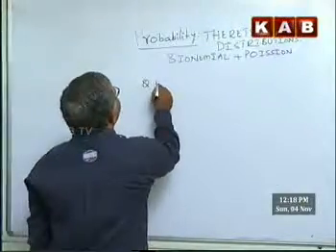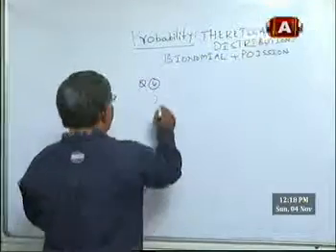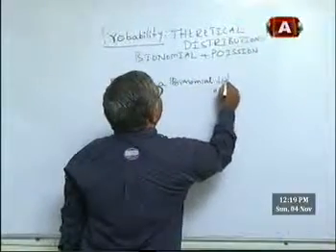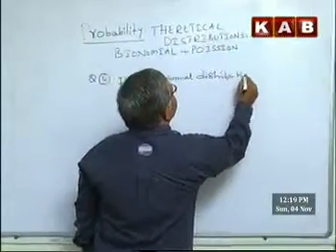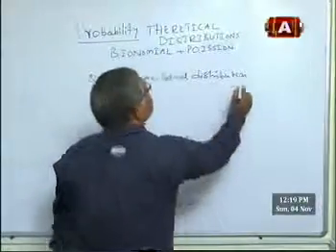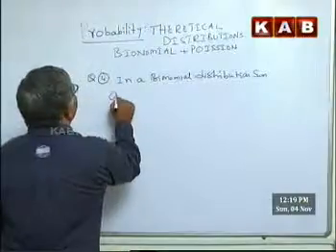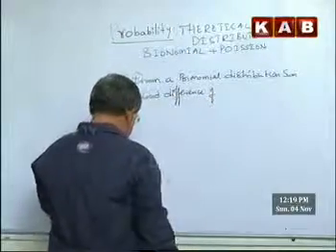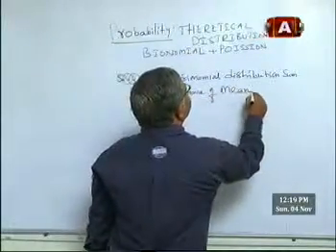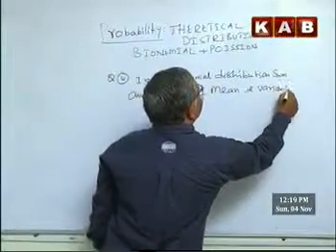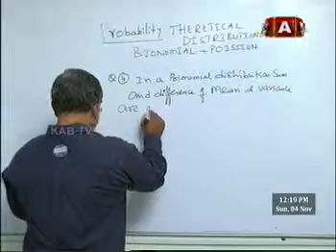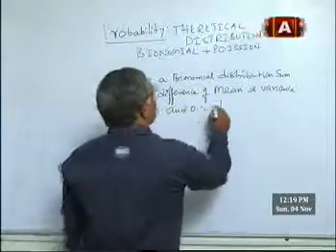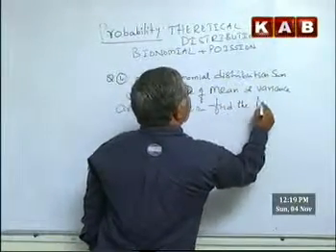Question number 4. In a binomial distribution, the sum and difference of mean and variance are 1.8 and 0.2. Find the parameters.